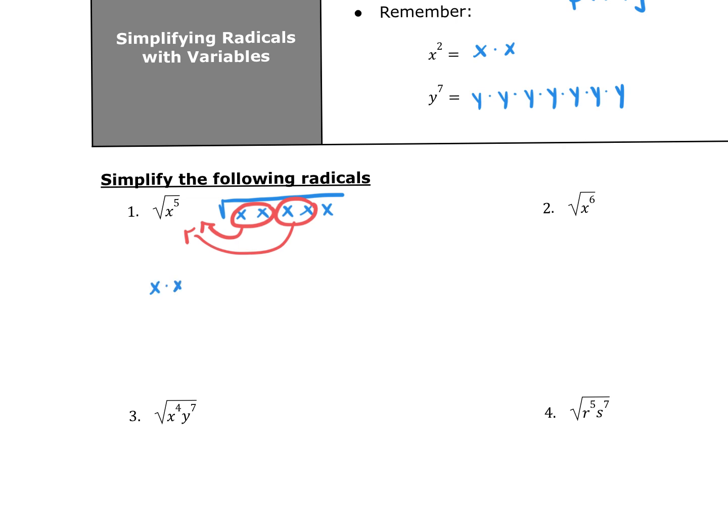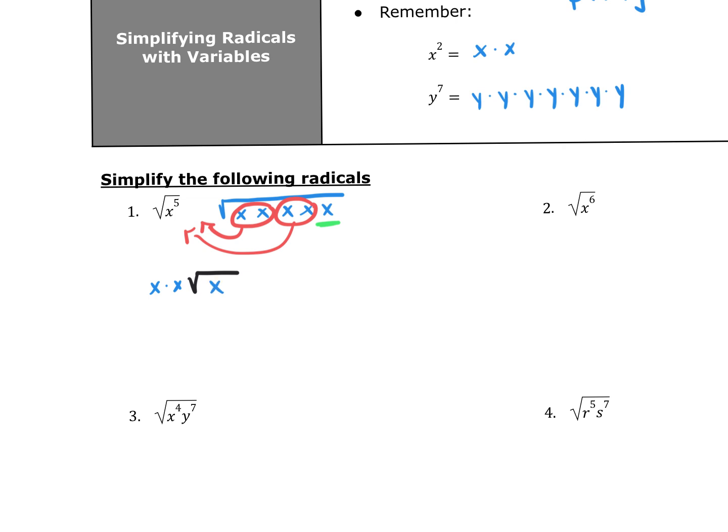times x. So the first two blue x's circled in red came out as 1x, and the other 2 blue x's circled in red come out as your other x. But then you have this lonely one left right here. So we're going to put that under a radical symbol, so I'm going to put that square root, and then under it is that leftover x.